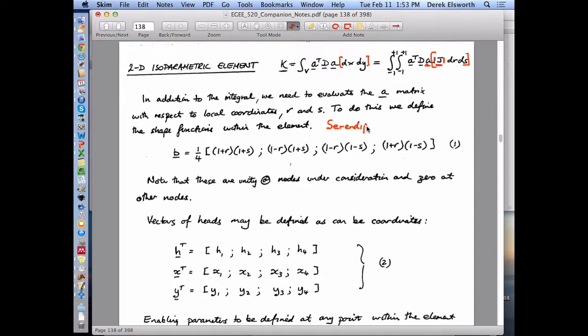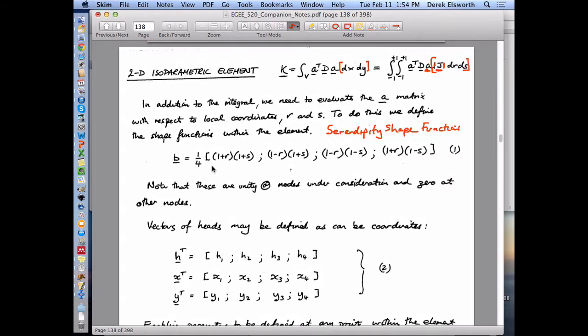Just by chance. And they satisfy our requirements. You can check on your own. I won't belabor the point. But we'll do it for one of the points. So in other words, B1 should equal 1 at node 1, and it should equal 0 at all other nodes.